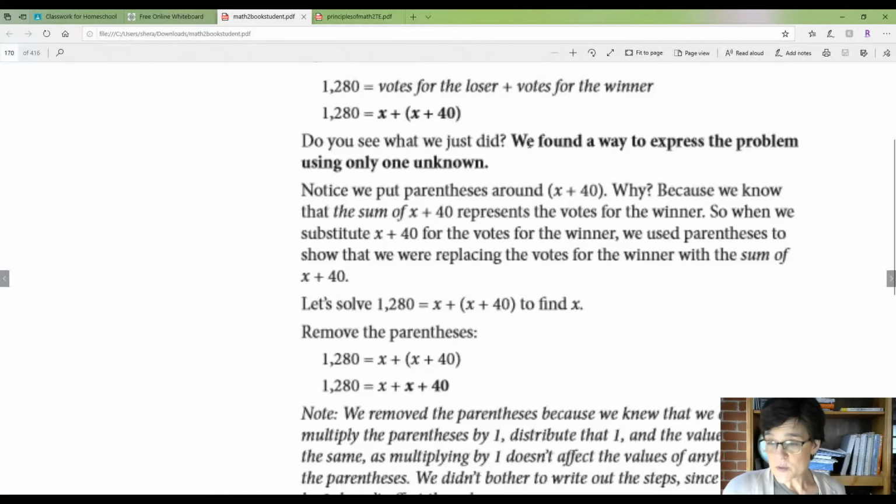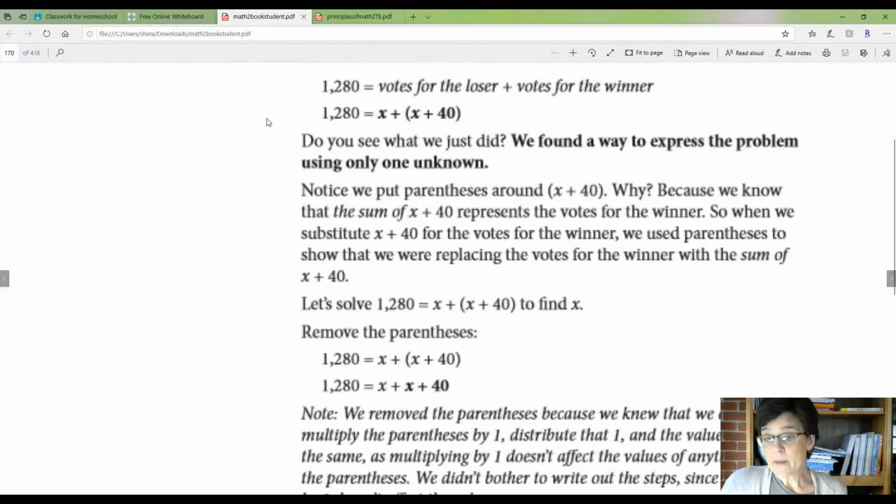Okay, we found a way to express the problem using one unknown. Notice we put parentheses around the X plus 40. Why? Because we know that the sum X plus 40 represents the votes for the winner. So when we substitute X plus 40 for the votes for the winner, we used parentheses to show that we were replacing the votes for the winner with the sum of X plus 40.